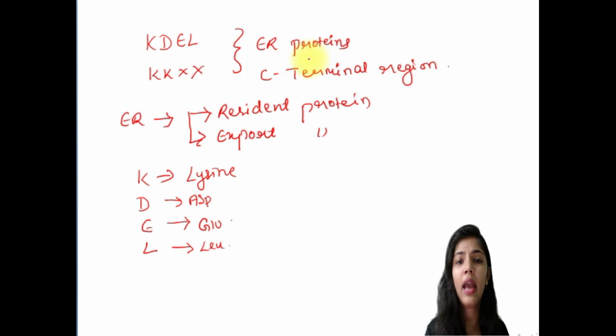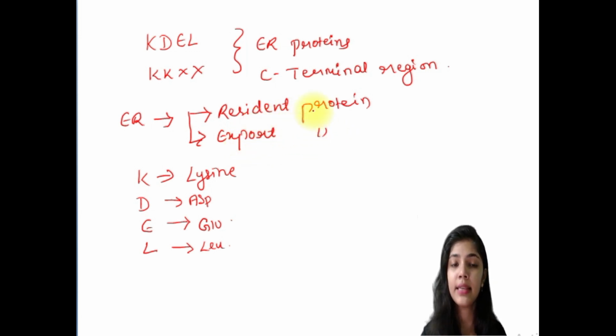Here we have two types of proteins in the ER. They are the resident proteins, and the other one is the export proteins. Resident protein means their place is in the ER. They are stored in the ER, and for further modification they are not transferred to some other organelles. Next come the export proteins. They are the proteins which need to be exported from the ER for further processing or further modification.